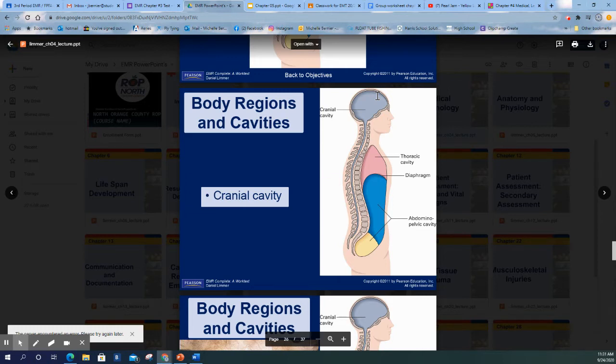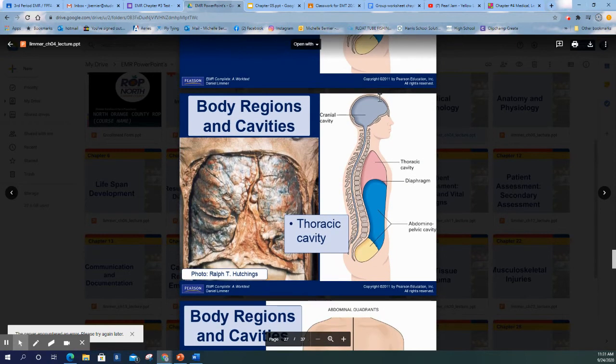I'm sure we've got some students here that have had concussions before, and this is basically the brain bouncing back and forth inside that skull cap, hitting the sides of the bones, and can in some cases cause a little bit of bleeding as well. So that's important to understand. It's the cranial cavity. Thoracic cavity.